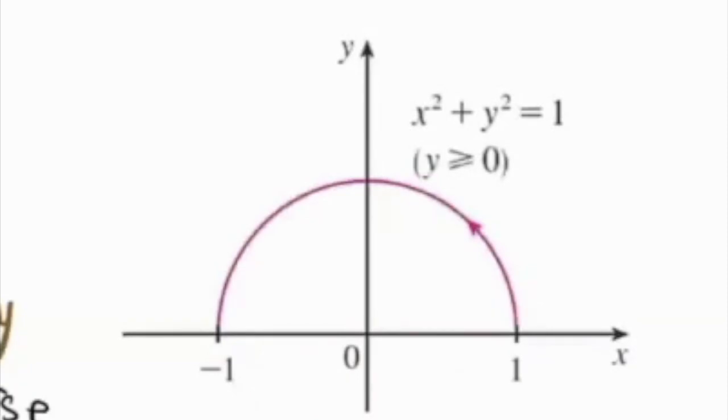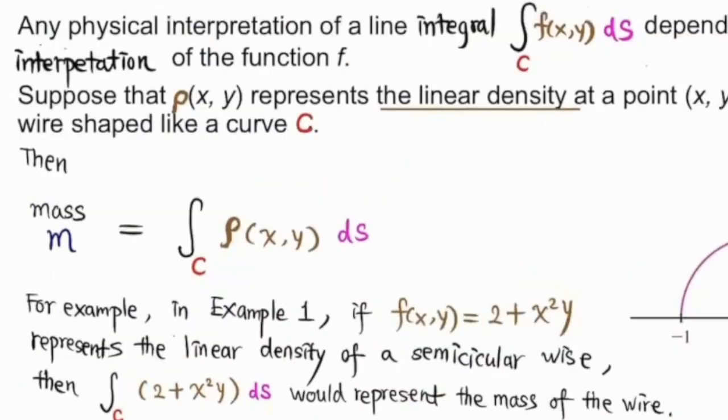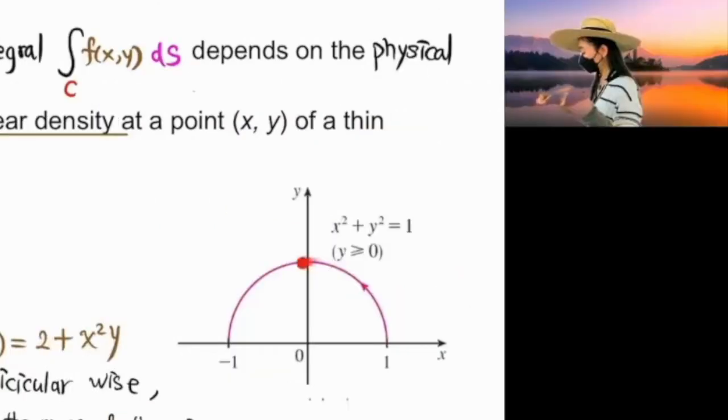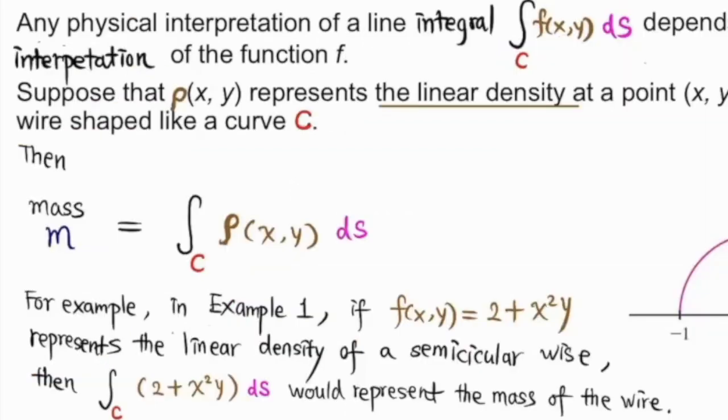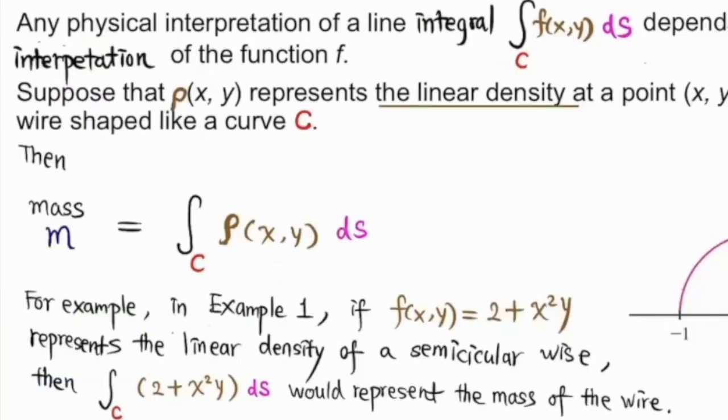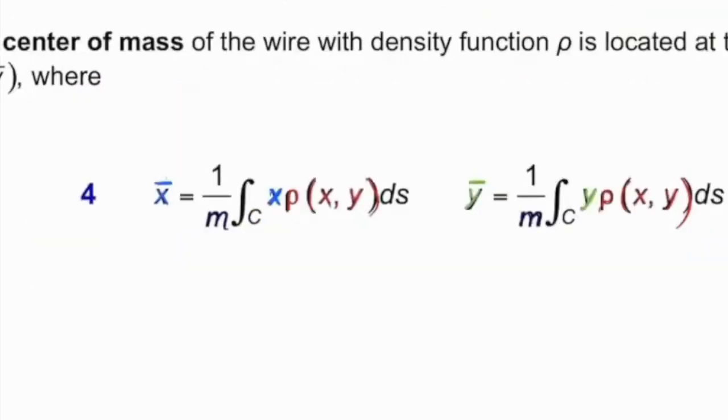So imagine this is the curve. In the first example we went over, we have this function. Imagine that this is the linear density function. Then the result that we got before will represent the mass of this wire over here. So every time you try to get the mass of some thin wire or some other object, you can use the integral of the linear density over that curve. Okay, the next one.